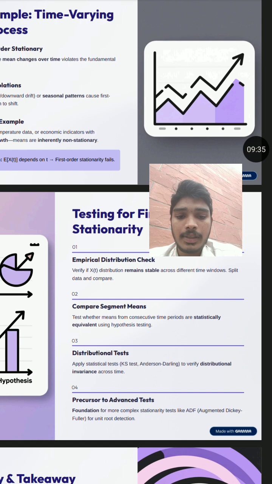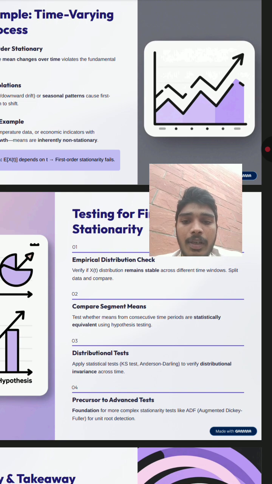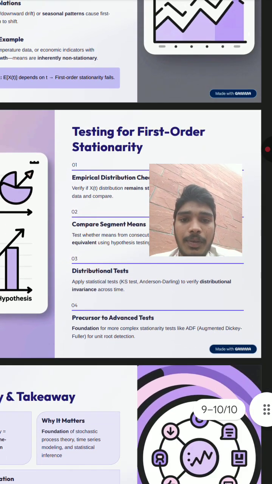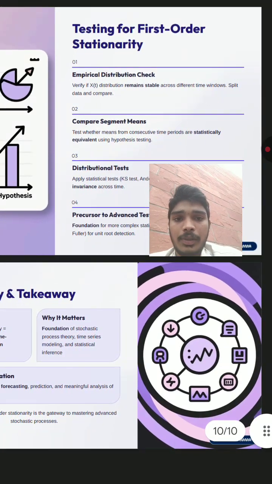Precursors to advanced tests: a foundation for more complex stationary tests like ADF. ADF means augmented Dickey-Fuller, for unit root detection. Okay, these are the tests for first order stationary processes, for whether the process is stationary or not.